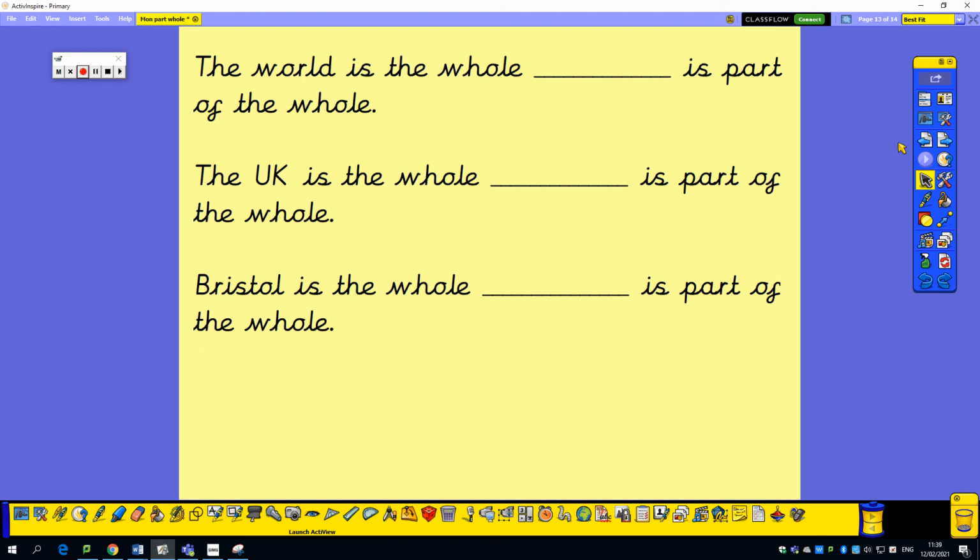Here's some more examples. You might want to pause me and have a go yourself first. The world is the whole. Maybe Europe is part of the whole. The UK is the whole. Maybe England is part of the whole. Bristol is the whole. Maybe Fishponds is part of the whole. So the parts are smaller. They work together with other parts to make up the whole.